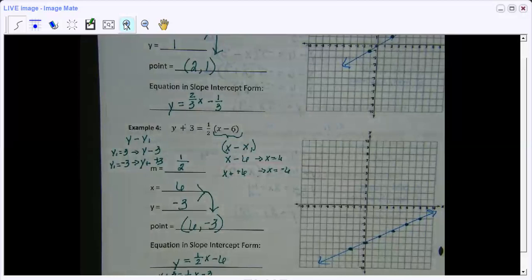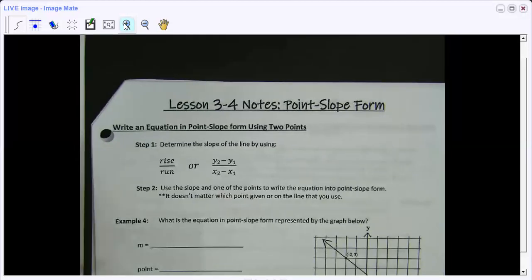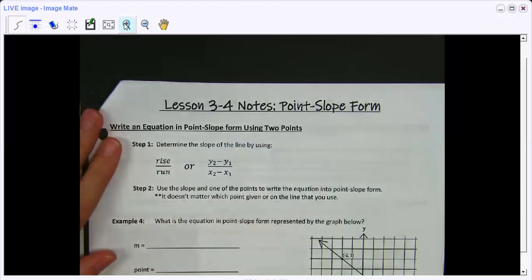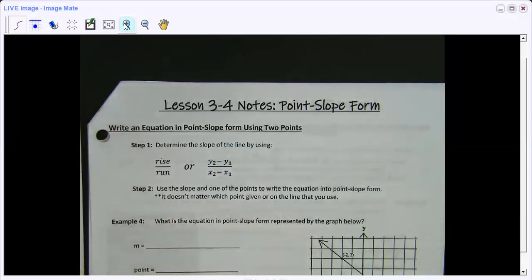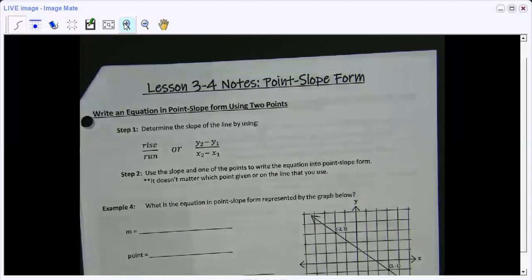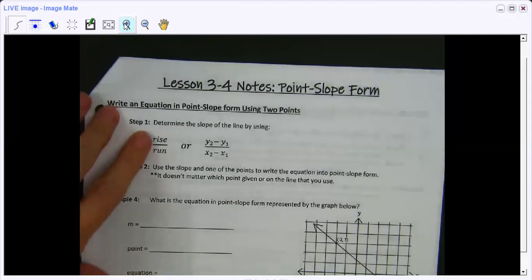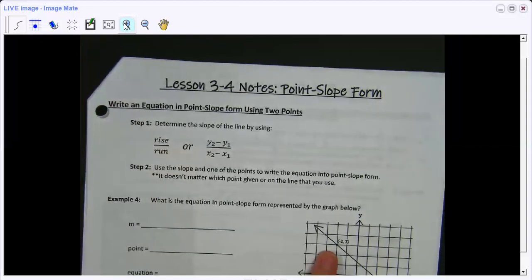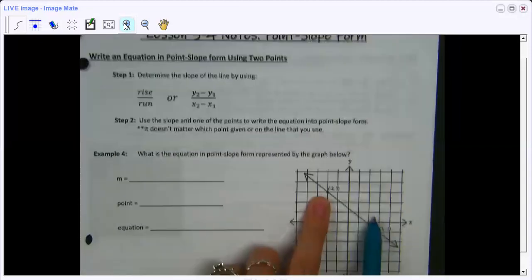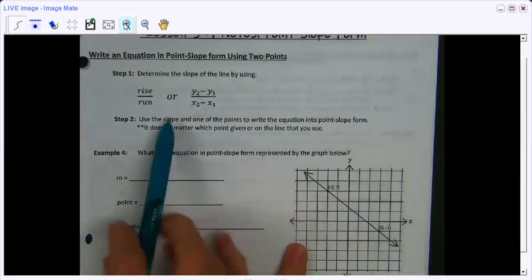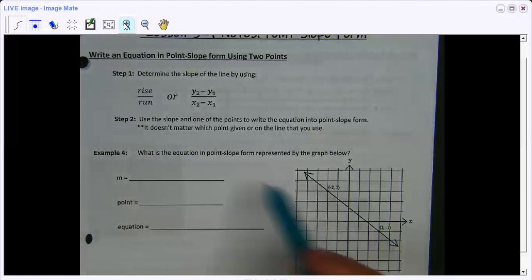Okay. Going on to page 3. We're going to write an equation in point slope form using 2 points. Okay. So remember, when we are writing an equation in point slope form, we need a point and we need a slope. So the first thing that we need to do is we need to find our slope. Well, let's look at our graph here. We could use rise over run, which makes so much more sense than using the formula, right? So I'm going to find my slope using rise over run.